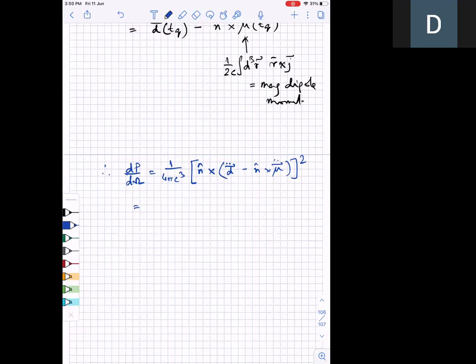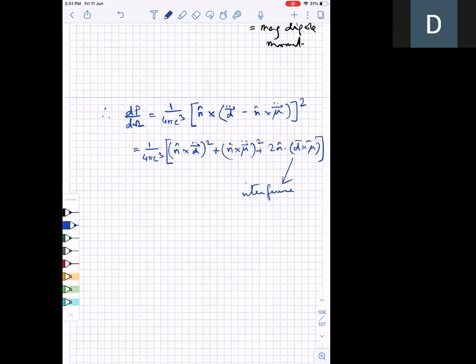So then this is basically our familiar 4 pi c cubed, n cross d double dot whole squared plus n cross mu double dot whole squared plus 2n dot d cross mu. This is an interference term. And remember, d and mu both are linearly related to n cap. So this term goes to 0.